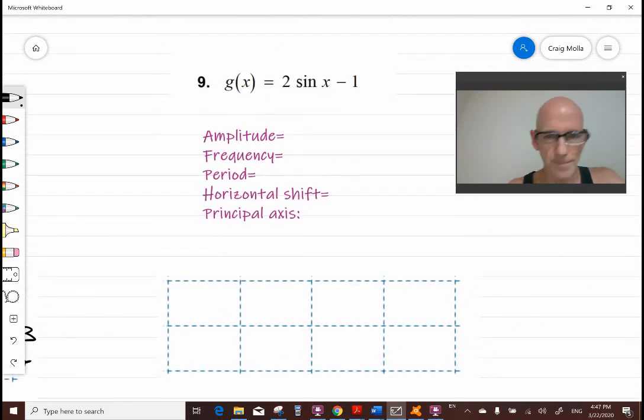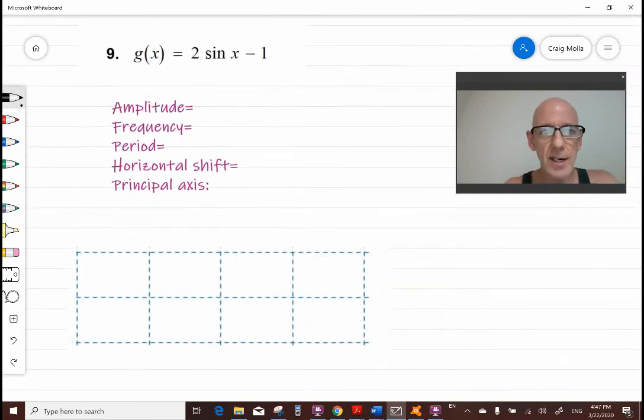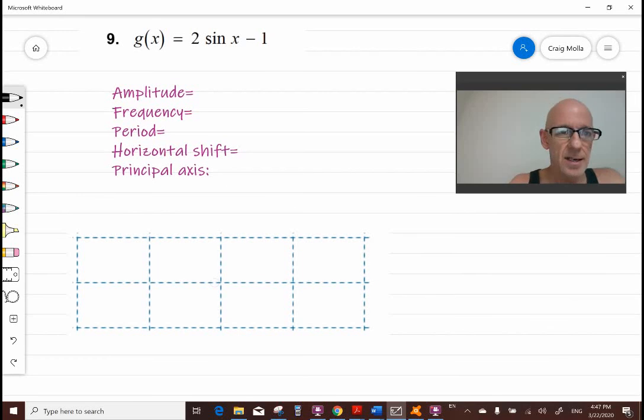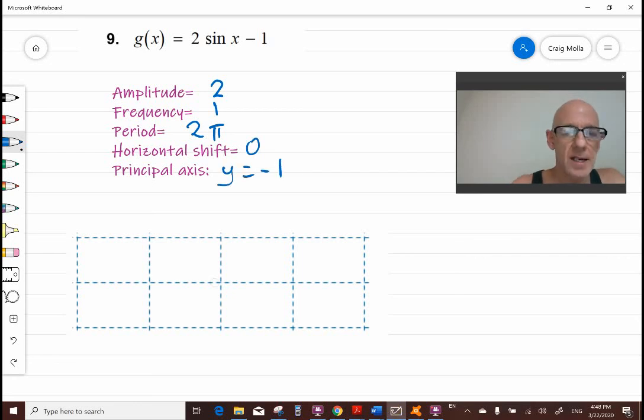All right, last one. This is a sine curve. Things we can see, that 2 is the amplitude. The frequency, there's only frequency of 1, which means the period will be 2 pi. Horizontal shift, there is no horizontal shift, and the principal axis is y equals -1.